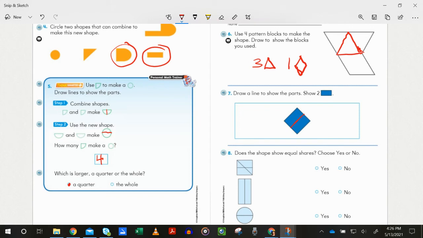Okay, number 8. Does the shape show equal shares? Is this in equal pieces? No. Is this one in equal pieces? Yes. Is the third one in equal pieces? Yes. So mark those questions as needed.